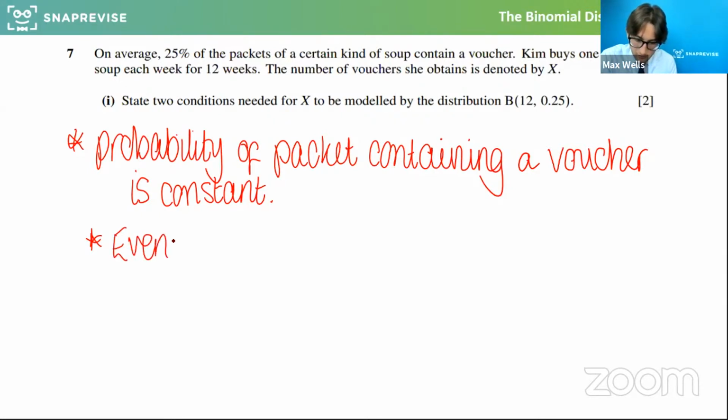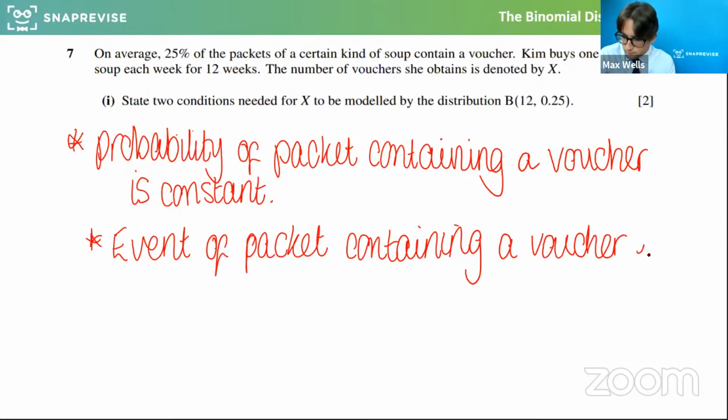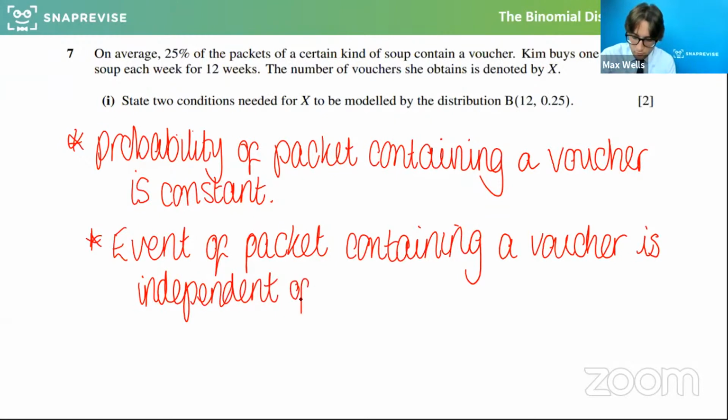So if it's on the shelf next to another one, that doesn't make it more likely or less likely. So the event, sorry, I did mean the event of a packet containing a voucher is independent of others. Does that make sense to everyone? Is independent. It's not being influenced or affected by what's going on around it. It's its own separate scenario, not being affected by the fact that someone else just got a voucher.